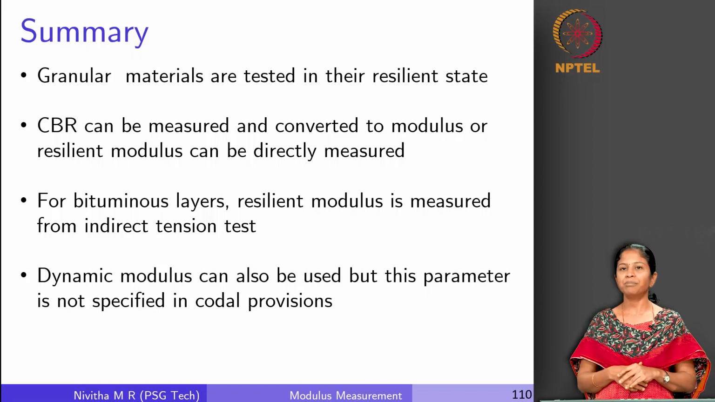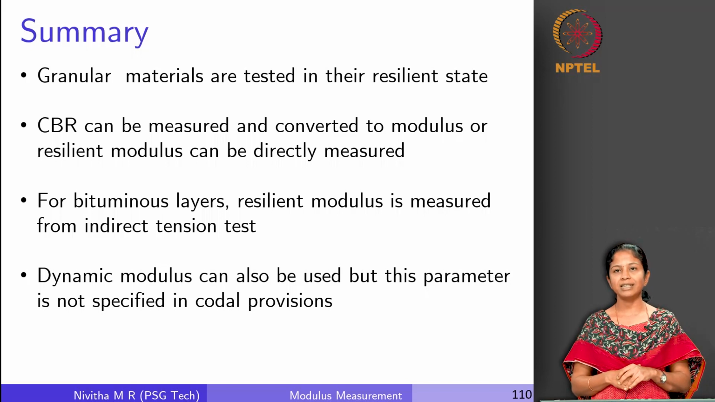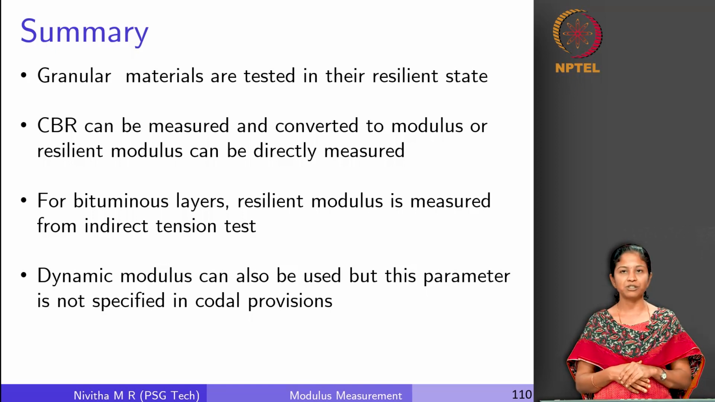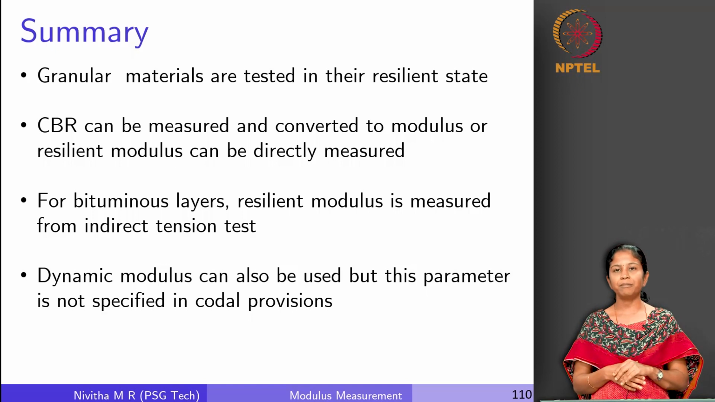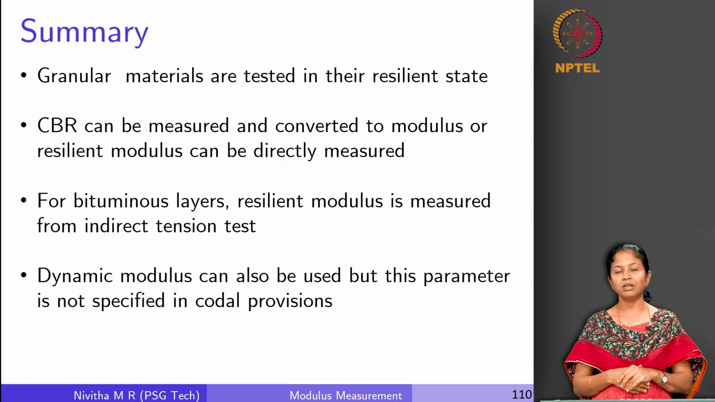Then we have also seen in brief the measurement of dynamic modulus. Considering the viscoelastic nature of bitumen, it is ideal to measure a dynamic modulus for bituminous mixture, and that is what the recent MEPDG codal provisions also suggest. They give a procedure on how to measure the dynamic modulus and quantify the impact of different environmental parameters on this dynamic modulus measurement. Right. So, this is regarding the modulus measurement for different materials that we have discussed so far.